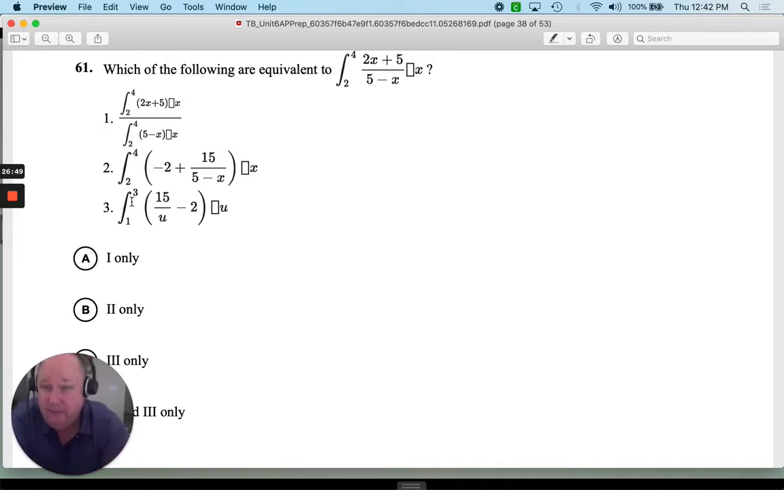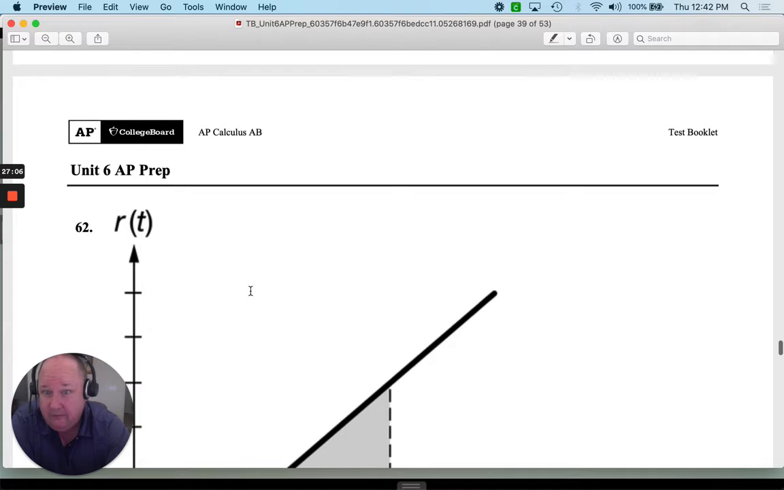But to switch the bounds means you have to multiply by -1 or change the sign. So that's where this comes from. After you do that, you multiply by negative to switch it around. So 2 and 3 are right. They're equivalent, but number 1 is not.